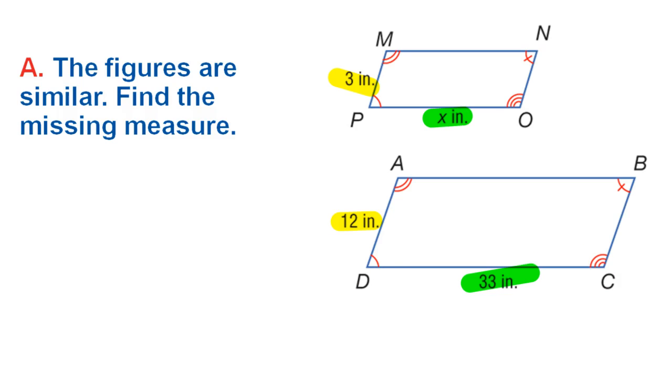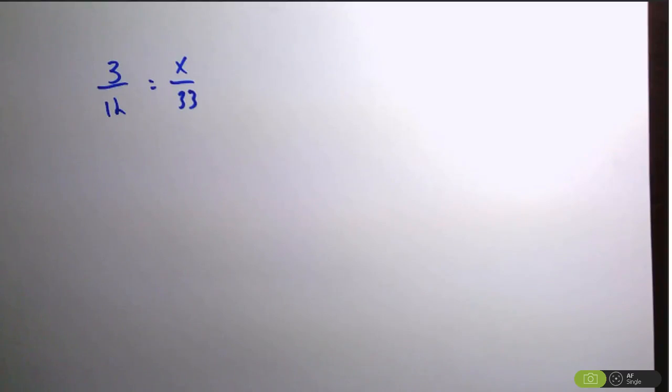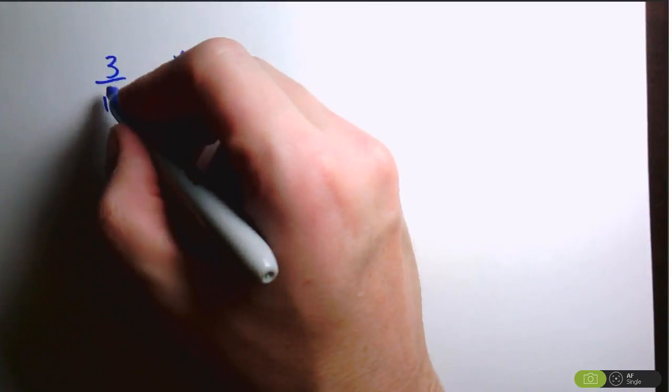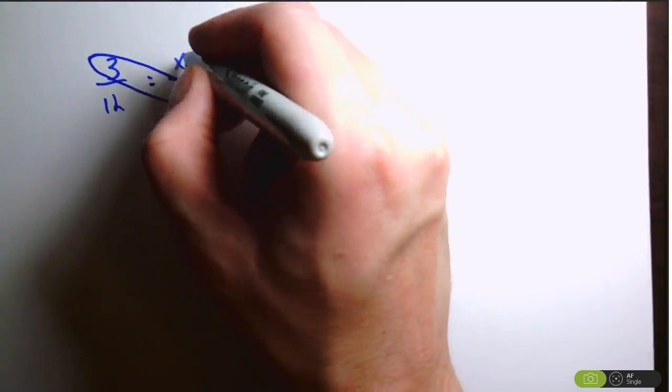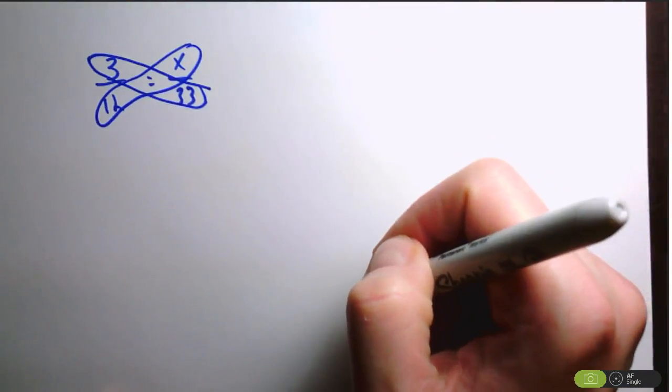3 over 12 equals x over 33, because 3 and 12 corresponded, x and 33 corresponded, and now I can just cross multiply.